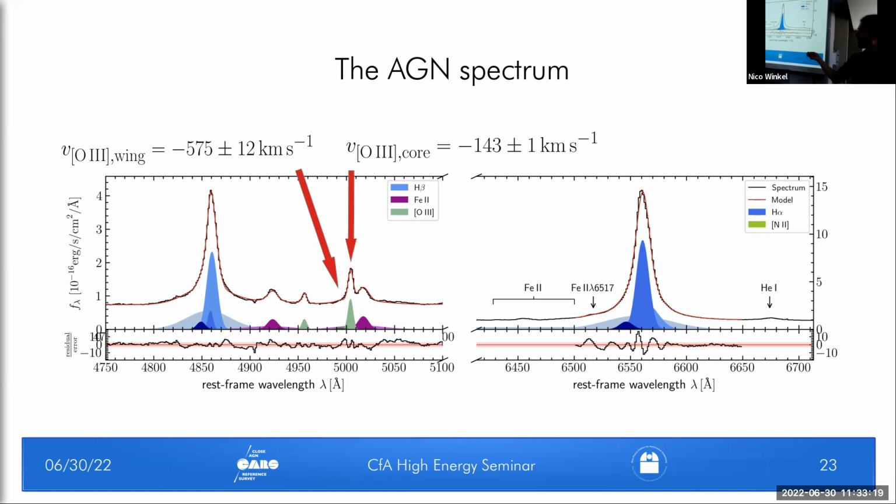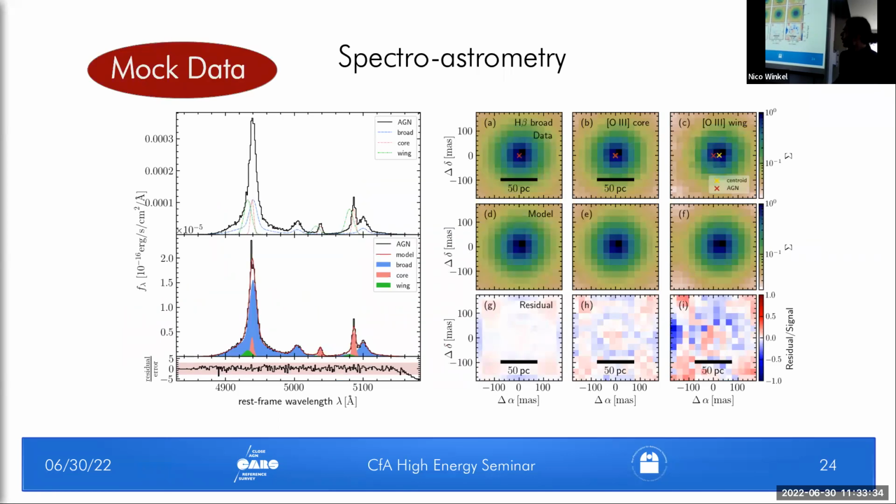Okay, now this information we can use to trace the components in the image plane. We know what the kinematics are, we keep them tight, and we also keep the flux ratios that we measure here in this spectrum from the nucleus tight. We can produce base spectra and fit them to the spectrum that we have available in each of the spexels. And this technique is called spectro-astrometry.